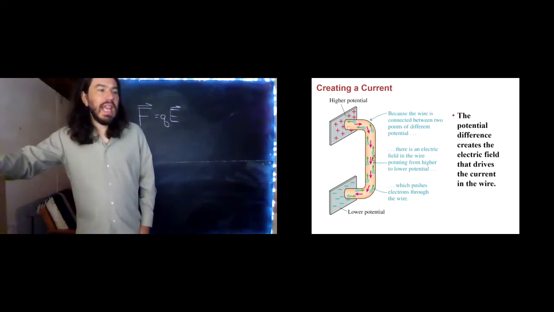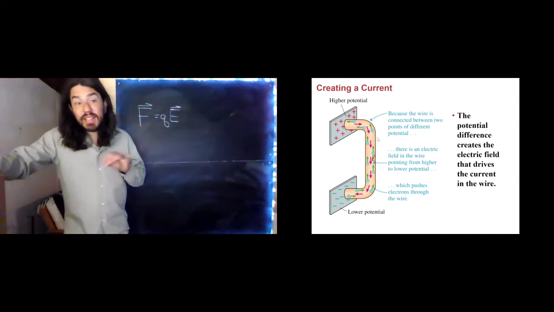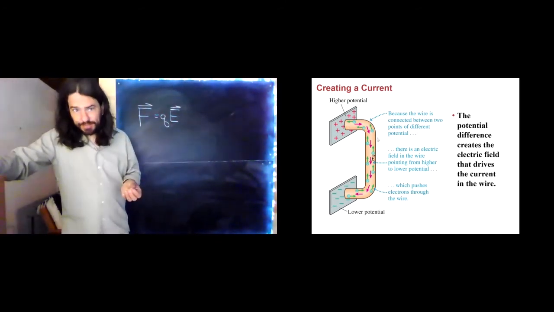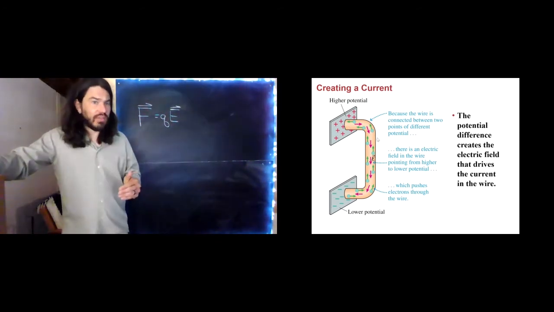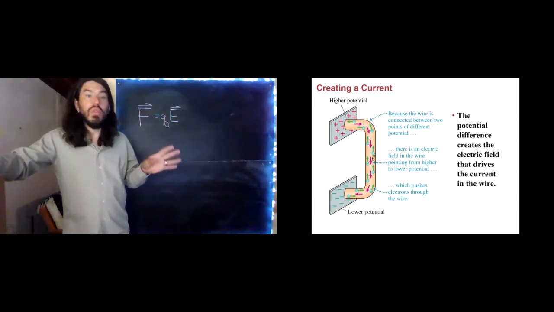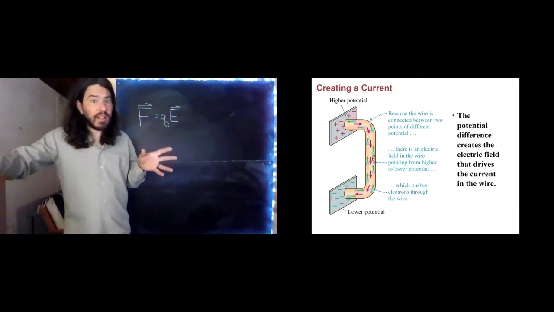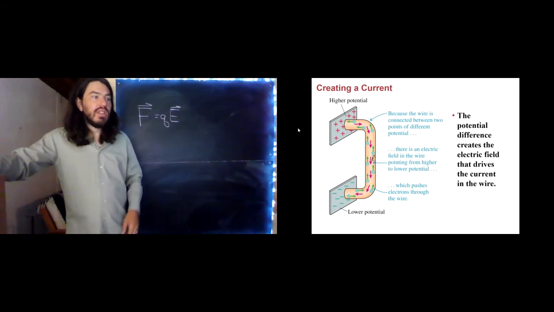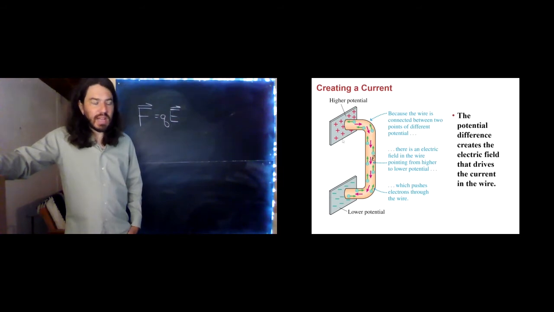Okay, so it's a potential difference that creates the electric field that drives the current. So we've said, hey, we got to have an electric field to create a force on these electrons, to move them, to create a current. Well, what creates that electric field? A potential difference. So if we've got our positive plate of our capacitor here, and our negative plate right here, then this is our high potential, this is our low potential. That will drive a current from high to low.